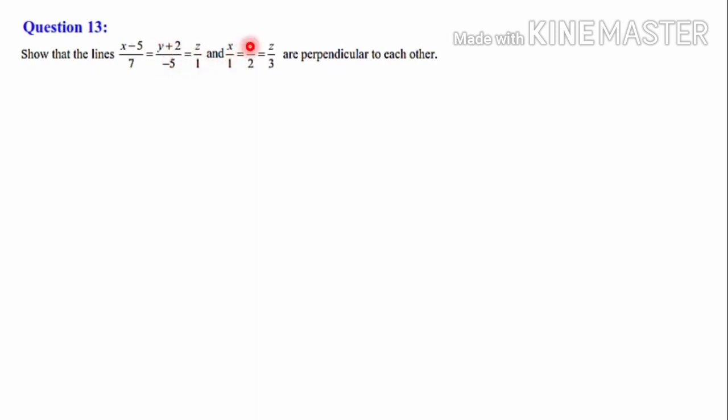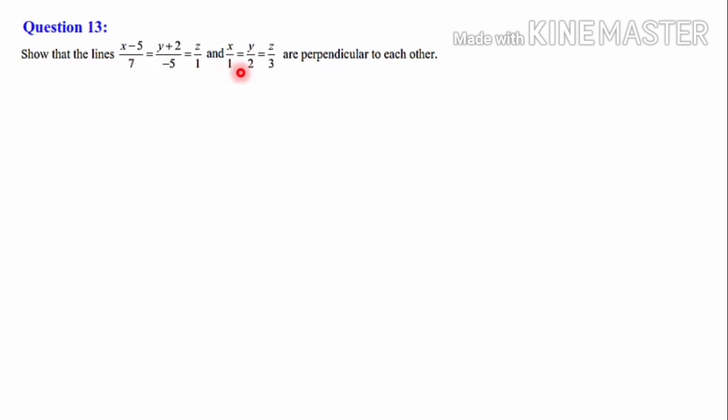Next we shall discuss question number 13. The question is, show that the lines (x minus 5)/7 = (y plus 2)/(minus 5) = z/1 and x/1 = y/2 = z/3 are perpendicular to each other. The two lines are given to you.